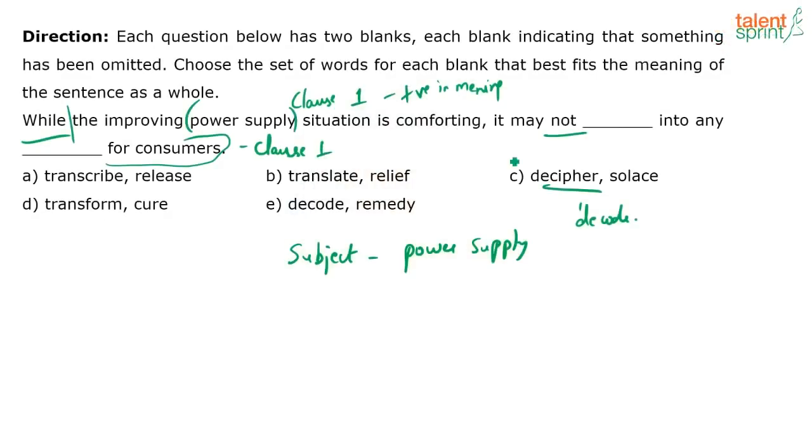How can power supply, context clue, remember? How can I logically connect power supply to decipher? What is there to decipher in power supply? Doesn't make sense. Out. Option C, out.